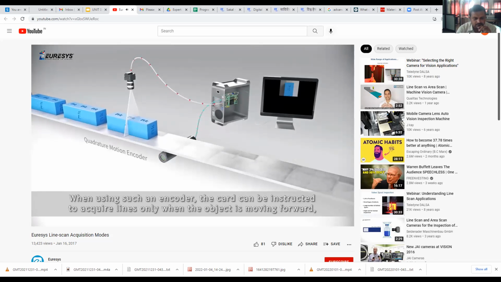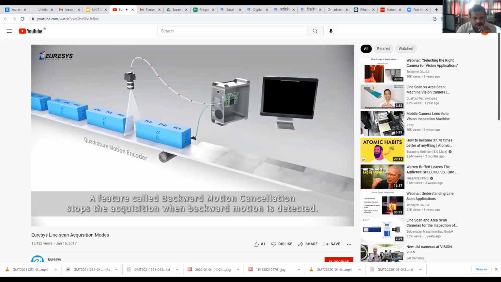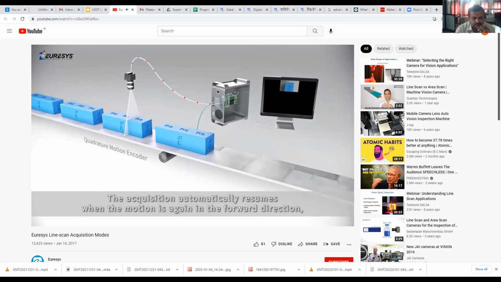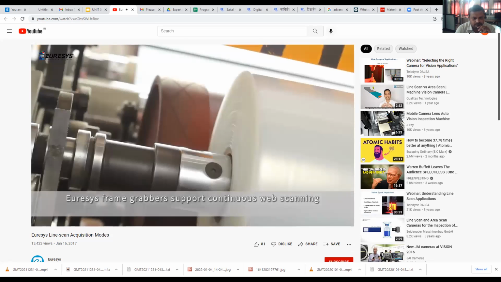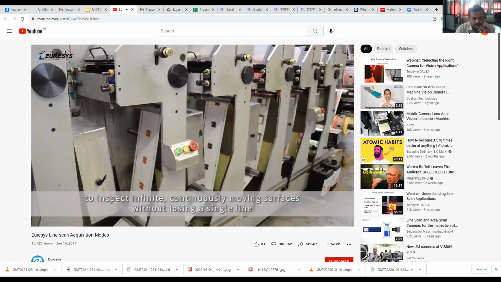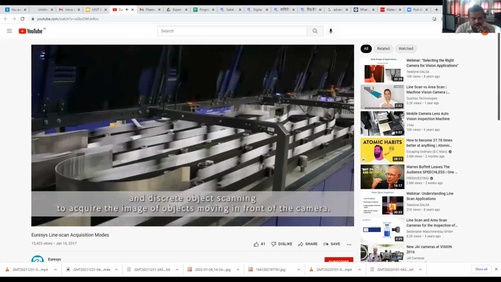When using such an encoder, the card can be instructed to acquire lines only when the object is moving forward or only when the object is moving backward. A feature called backward motion cancellation stops the acquisition when backward motion is detected. The acquisition automatically resumes when motion is again in the forward direction at the exact place where the acquisition was interrupted. Euresys frame grabbers support continuous web scanning to inspect infinite continuously moving surfaces without losing a single line, and discrete object scanning to acquire the image of objects moving in front of the camera.